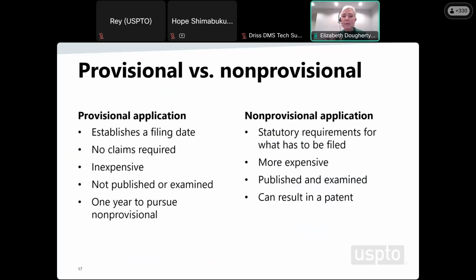The non-provisional application, juxtaposed against the provisional, has many statutory requirements that have to be complied with in order for a successful filing. It is more expensive. It is published at 18 months from the earliest filing date. It is examined by one of our over 9,000 trained engineers and scientists who serve as US patent examiners, and it can result in a US patent. Now, keep in mind again, the utility patent is good for 20 years from the date of filing. And by using this provisional patent application, you can add an extra year on that.